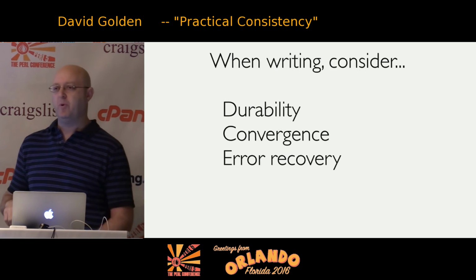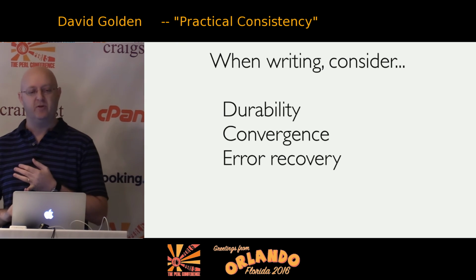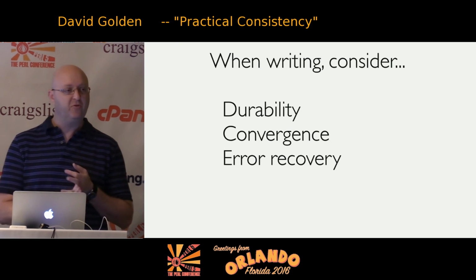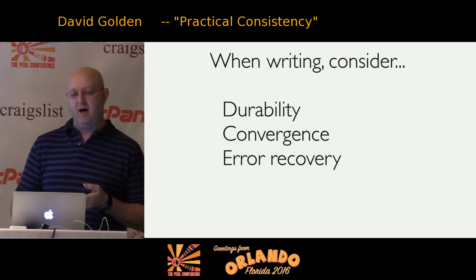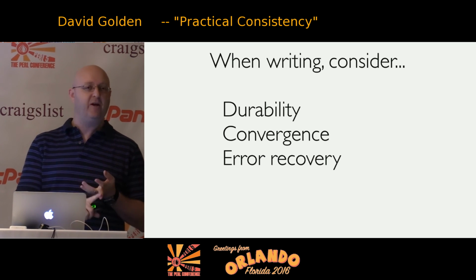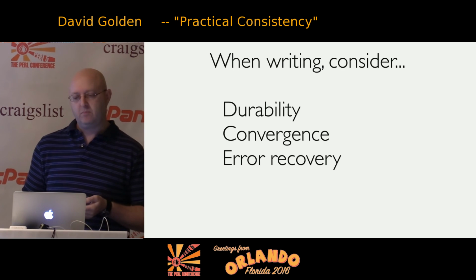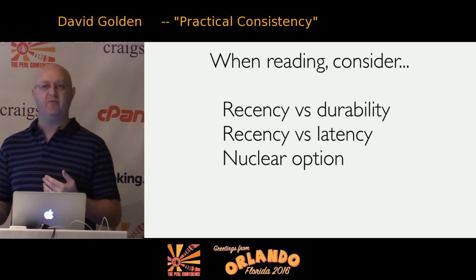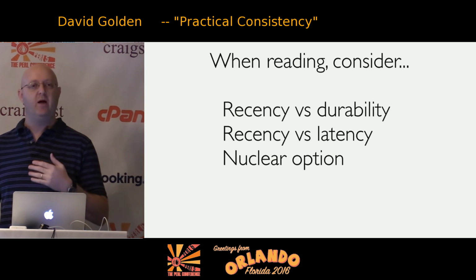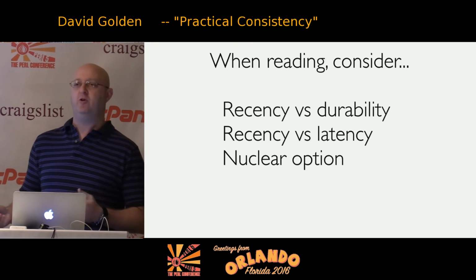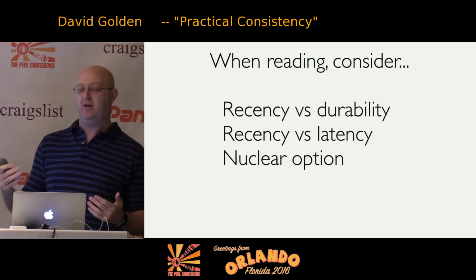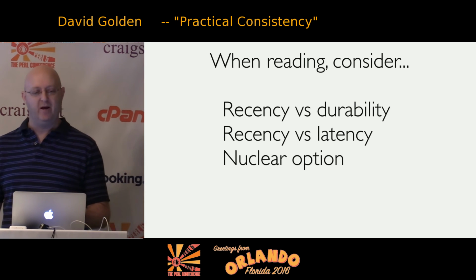When writing, remember, think about durability. How do you know when something is durable? Know how something is converging when a system recovers from a partition. And how do you find out about errors and how do you recover from them? When you're reading, think about the trade-offs between recency and durability. Do you want recent data that might go away? Recency versus latency. Do you want recent data that gets the answer fast instead of having to wait around?